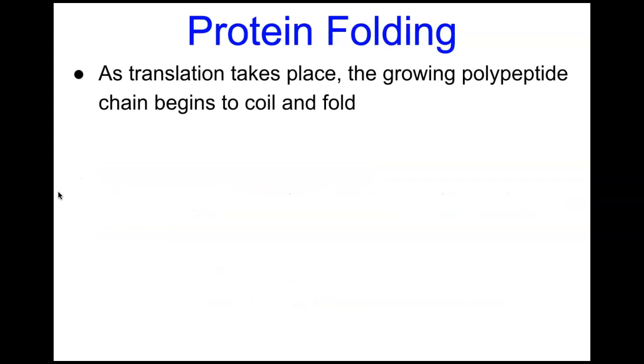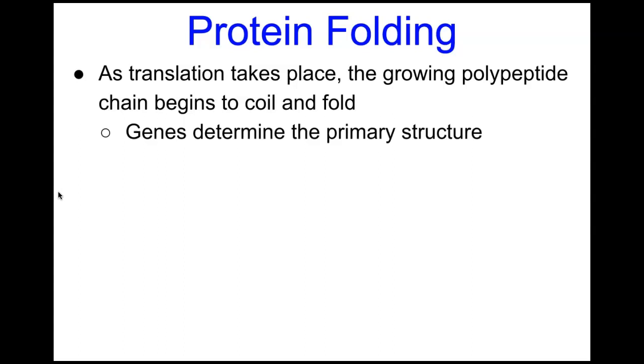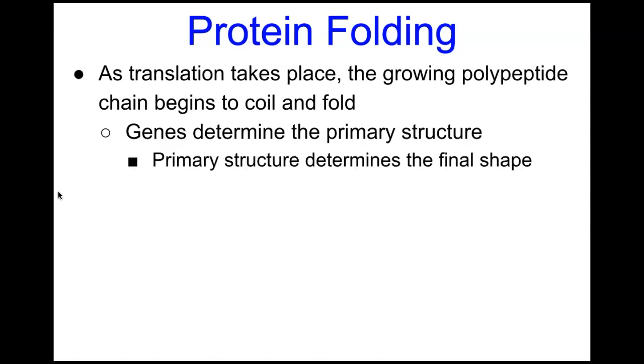So looking at protein folding, as translation takes place, the growing polypeptide chain begins to coil and fold. Genes are going to determine the primary structure of the protein. And remember that in biology, primary structure is going to determine the final shape. And it's important to know that structure equals function.